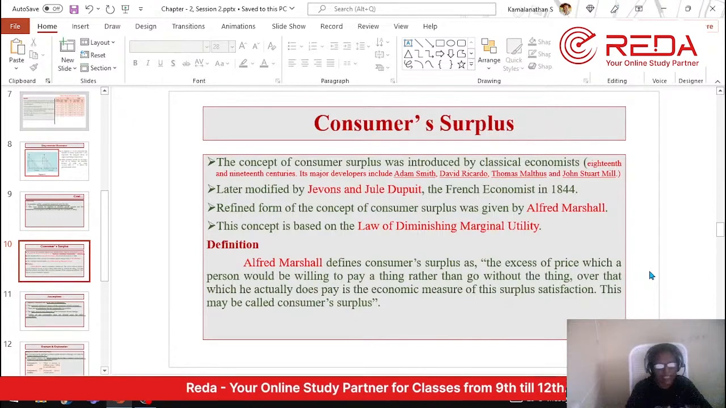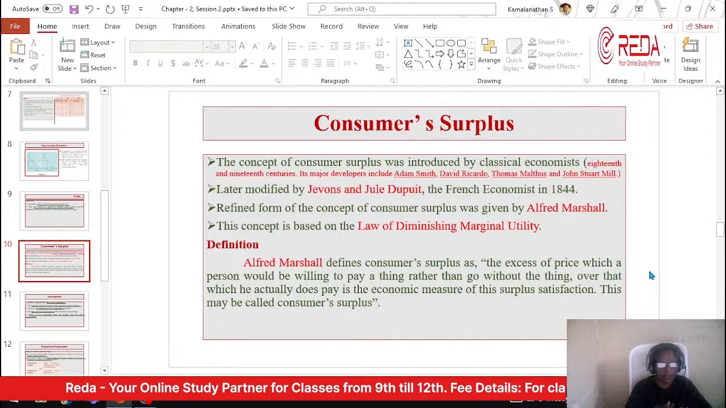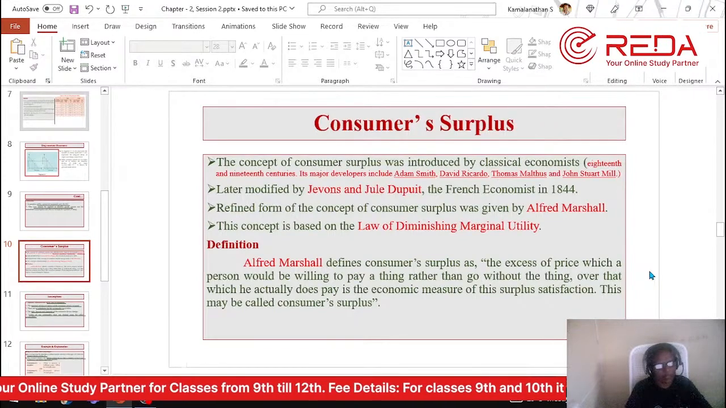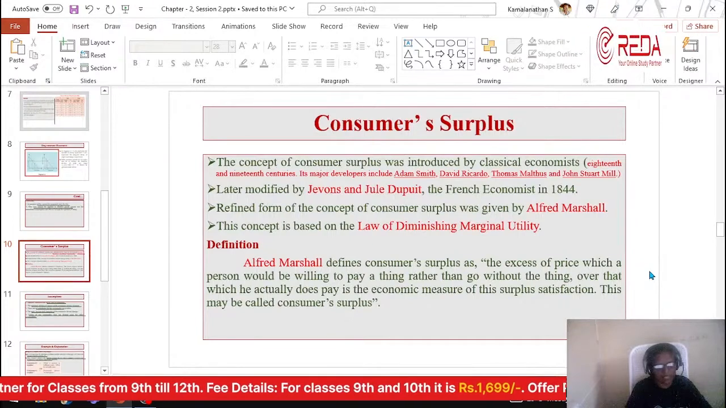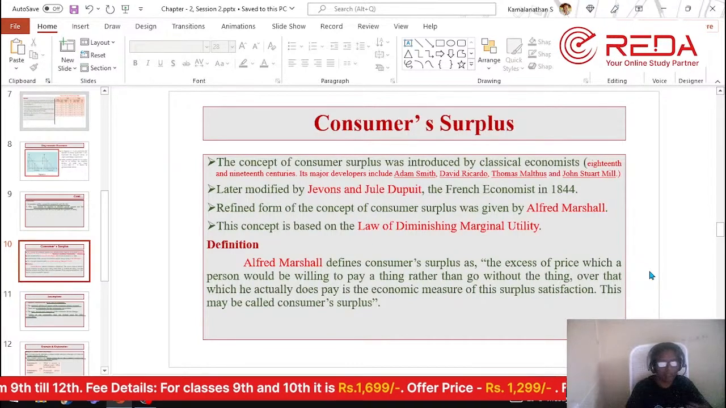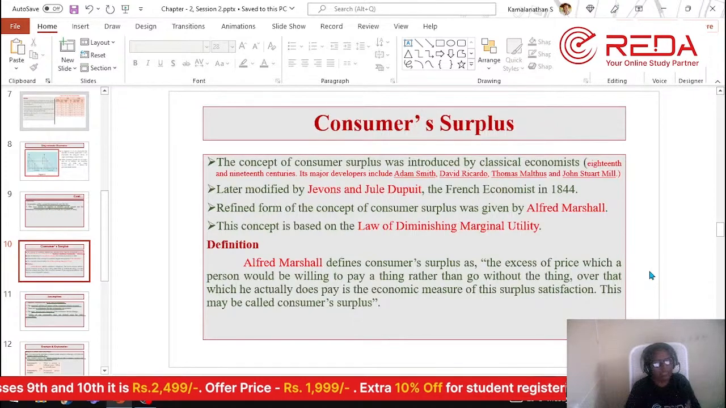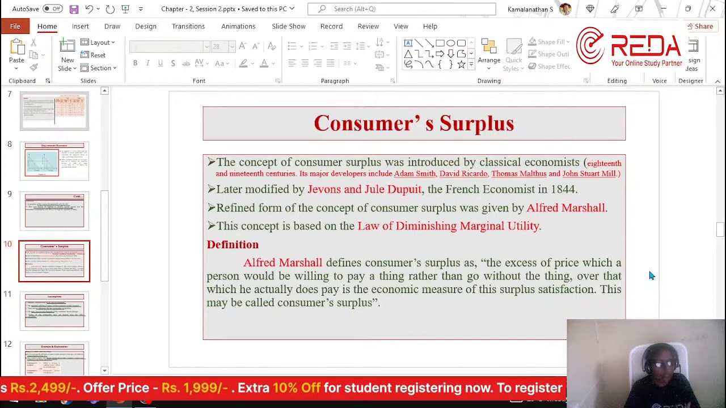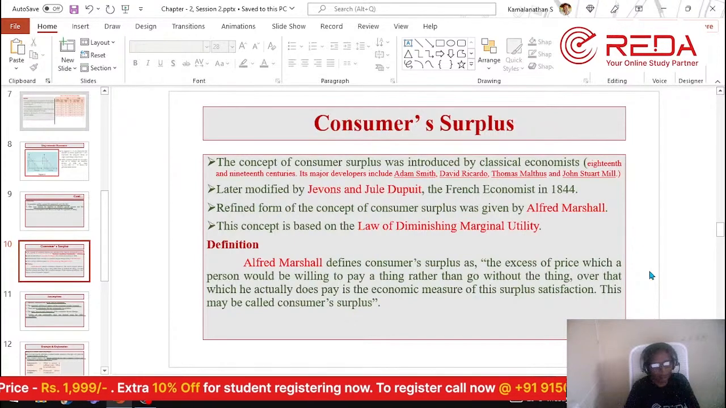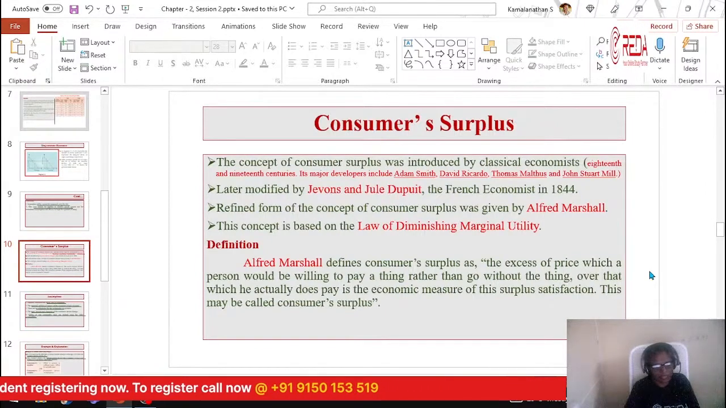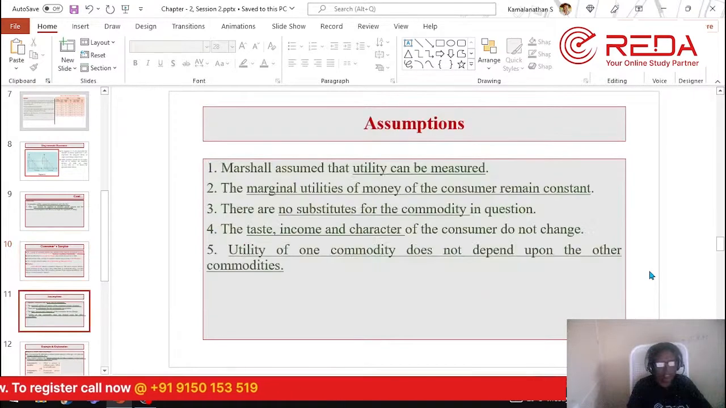In simple words, the consumer will be having a surplus amount of money, and he will be expecting a higher level of prices when he goes shopping, but the price level may be a lesser one. The consumer has the ability to pay a higher price level, but the actual price of the commodity may be very low. In that case, what will happen? The money which I have in my hand in excess, we call it surplus.